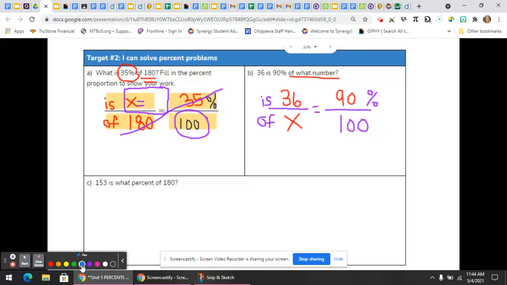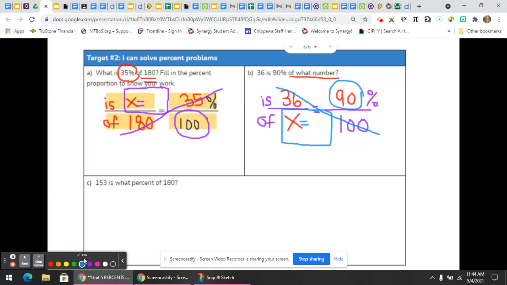Once again, I'm going to set up my proportion. I'm going to use my cross products, and I'm going to say 36 times 100, divided by 90, gives me my whole, of. Once again, cross multiply and divide. Go ahead and put your solution in for of, and that one is finished.